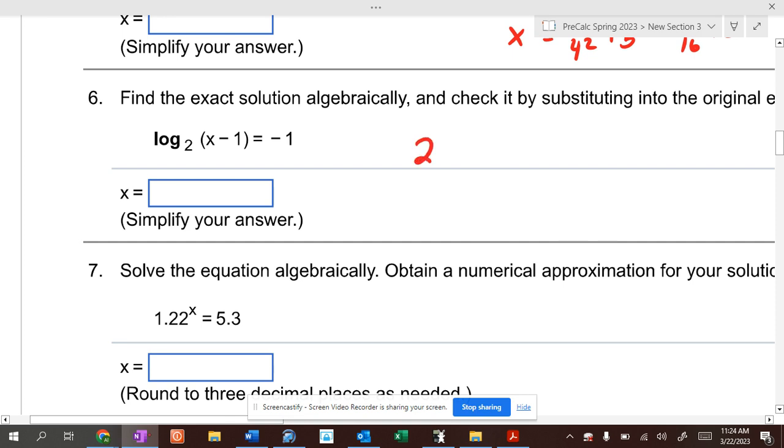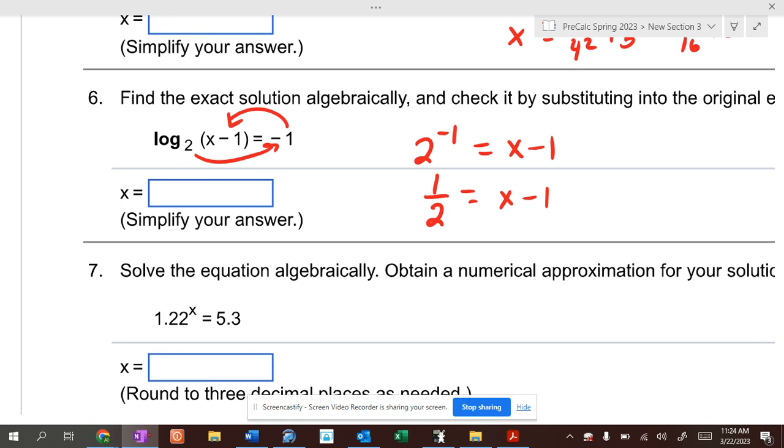Exact solution. This is 2 to the negative first equals x minus 1. This to this power equals this. Okay? What's 2 to the negative first? Is it negative 2? No. It becomes 1/2, because that takes it to the opposite place. Equals x minus 1. So if we add 1, x equals 1 and 1/2, which is 1.5.